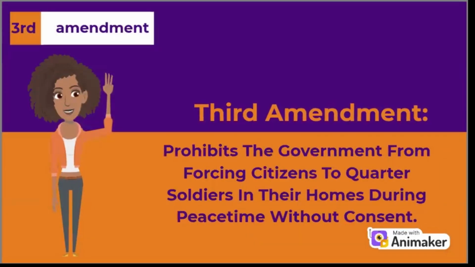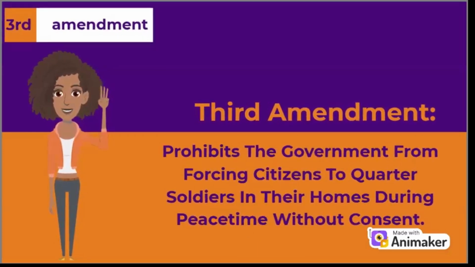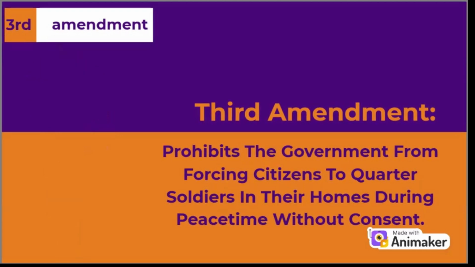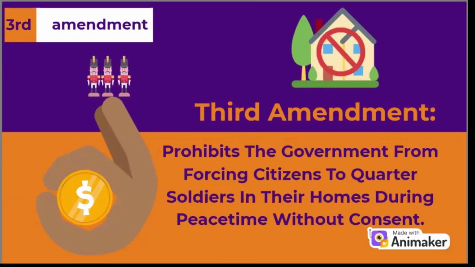The Third Amendment prohibits the government from forcing citizens to quarter soldiers in their homes during peacetime without consent. To help us remember this amendment, hold up your hand. Press your index finger to your thumb to make an OK sign. Then imagine holding a quarter where your index finger and thumb make a circle. You would also have 3 fingers sticking up, these represent 3 soldiers. The Third Amendment means no quartering or housing of soldiers.